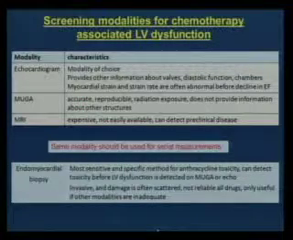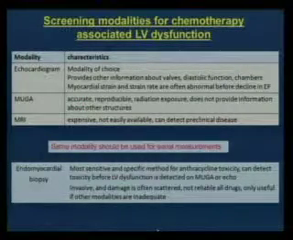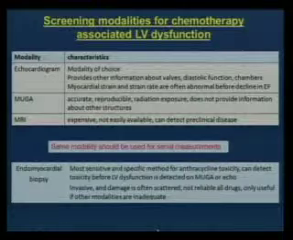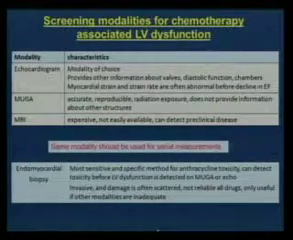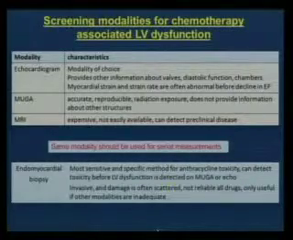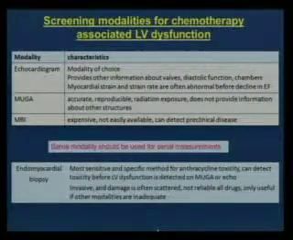Whatever you use, continue that one, because inter-observer variability is going to cause a lot of problems. Inter-test variability is going to cause problems. So if you use echo, then continue echo. If you use MUGA, then continue MUGA. It's very important that you do that.